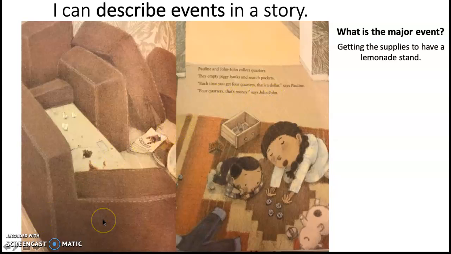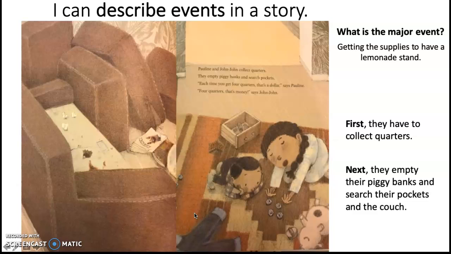So if I was to describe this event and think about the major parts of this page, I would say first, they have to collect quarters. Next, they empty their piggy banks and search their pockets and the couch. This is where I found that they collect the quarters. I see it right here in the text, but I can also see it right here in the illustration. This is where I found that they empty their piggy banks and search their pockets. Again, it's here in the text, and I can also see them searching in this picture and this picture.